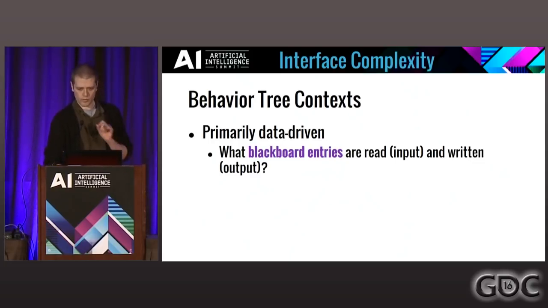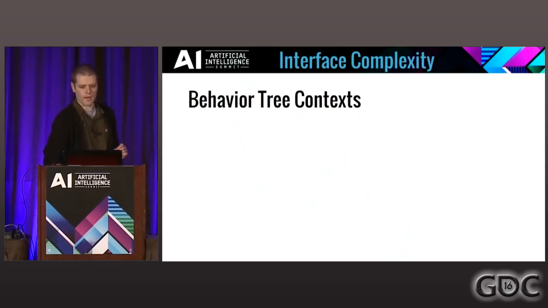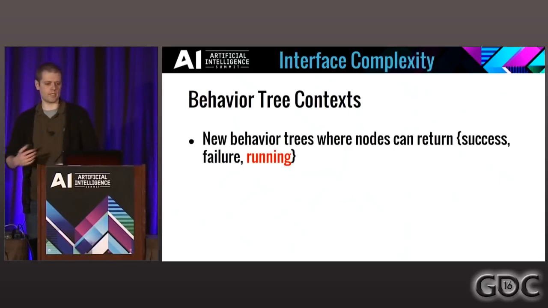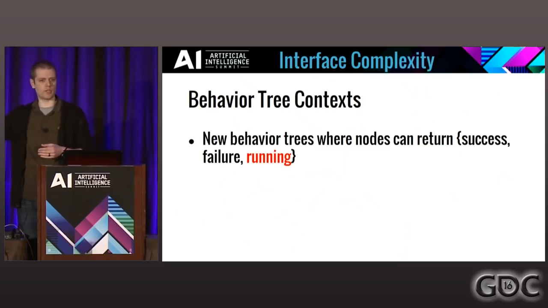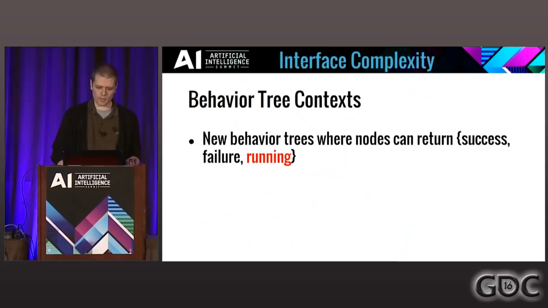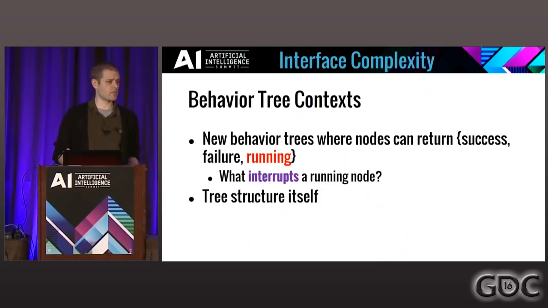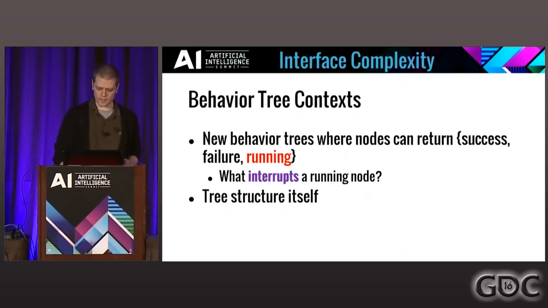So when you think about building an interface here, we want to capture that data. But a specific warning, that's not the full story for behavior trees. The reason is that there can be a lot of different things going on, especially in newer behavior trees where we can have nodes that, instead of just returning success or failure, can also run over multiple frames. Well, the question there becomes, how do we interrupt it? Where does that interruption come from? In fact, in other situations, you can even have the tree structure itself providing this interruption. So somehow we have to deal with this.